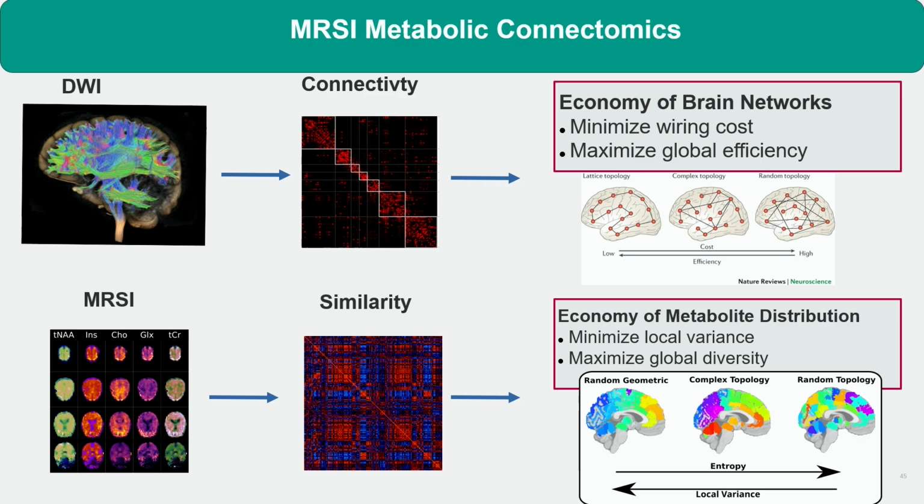Okay, now we can formalize this principle, the economy of metabolite distribution rather than the economy of brain networks, where the first rule is minimize local variance or maximize local similarity, and also maximize global diversity or entropy. And so our brain actually finds a sweet spot between a completely random geometric topology and a complete random topology. We are somewhere in the middle.